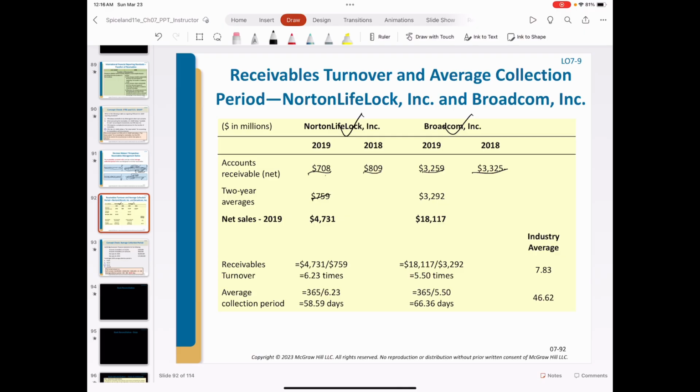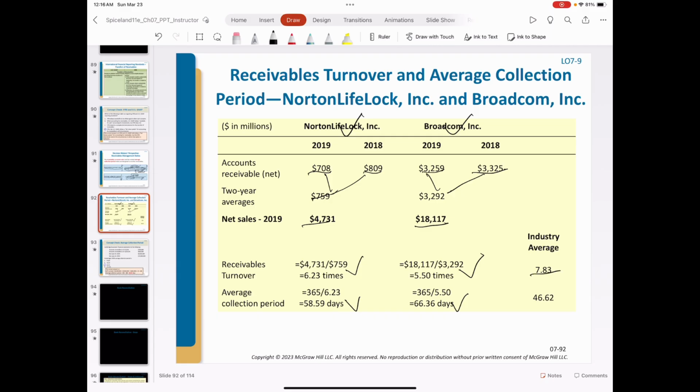Here is a comparison between these two companies based on the given information: the receivables for each year, the average, the sales. We can calculate the turnover ratio, which is higher for Norton LifeLock. If we convert to number of days, it takes about 59 days for the first company to collect its payments from customers, while for the second company, Broadcom, it takes 66 days.